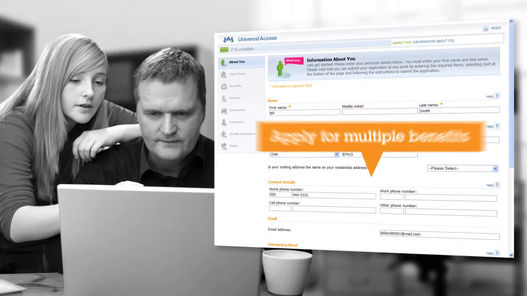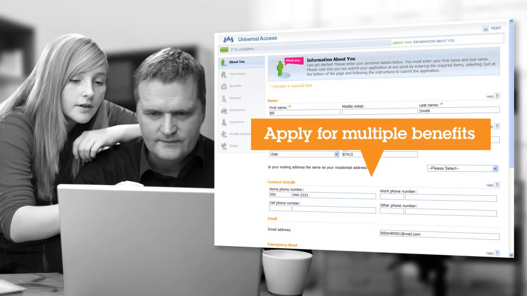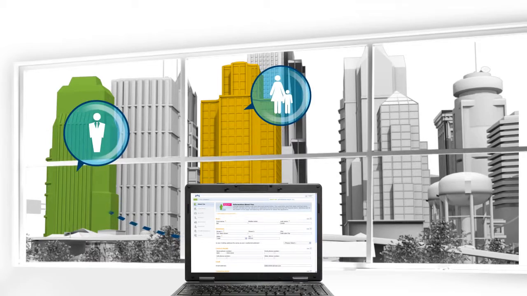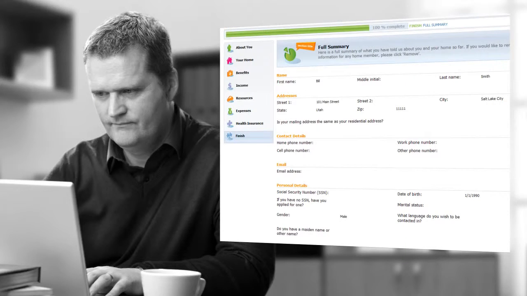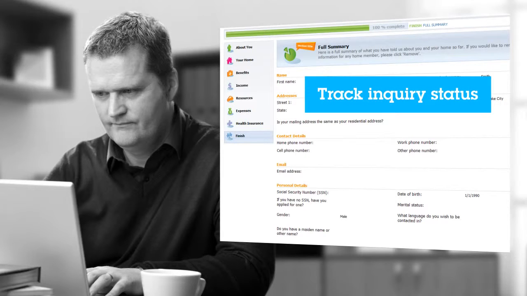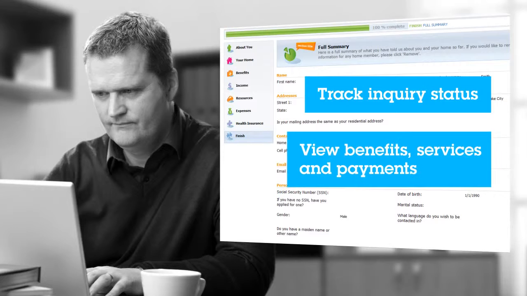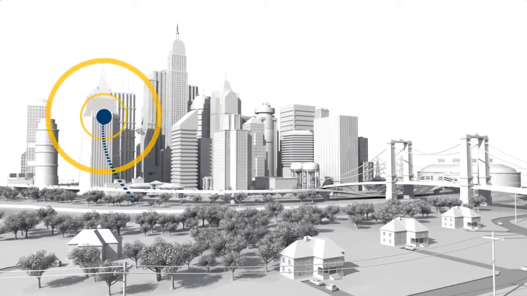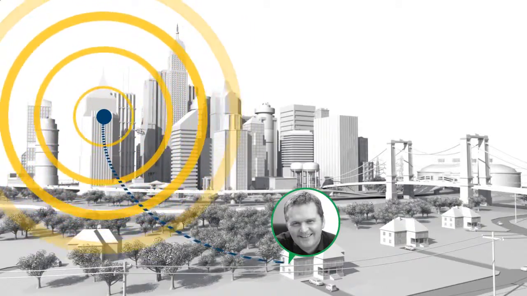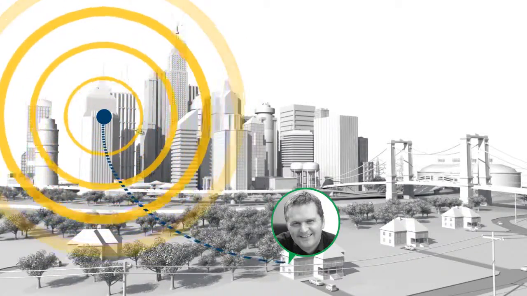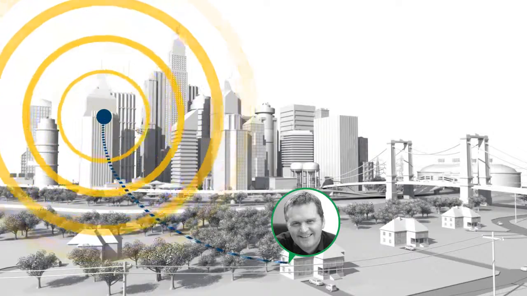Bill decides to apply for benefits from several organizations and is guided through the online application process. His information is entered only once and then shared with the relevant departments and organizations. Through his secure citizen account, Bill can track the status of his inquiries. Once his applications are processed and approved, he can view his benefits, services, and payments. Social program providers can inform Bill when they need new or additional information and when he needs to take further action to maintain his benefits.